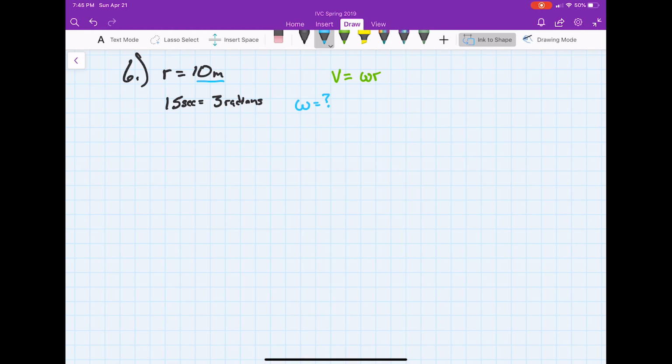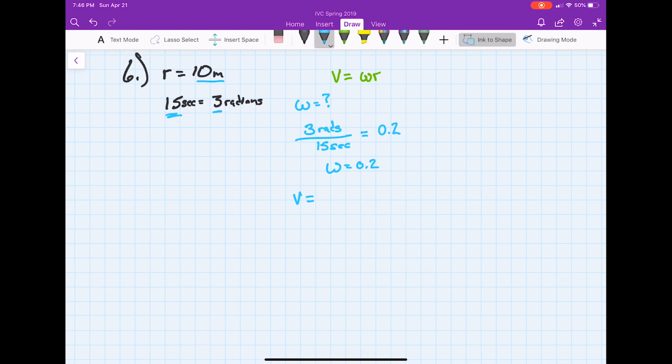Well, we go 3 radians in 15 seconds. So that's 3 radians per 15 seconds. Divide 3 by 15. That gives us 0.2 radians per second. So we'll just substitute that in for our angular velocity into the equation. So we are still trying to find v, but our omega is equal to 0.2.